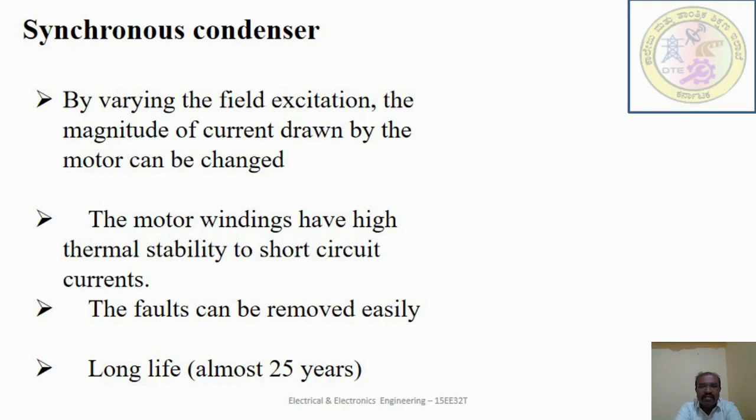Increasing the device field excitation results in furnishing reactive power to the system. The principal advantage is the ease with which the amount of correction of the power factor can be adjusted, and the kinetic energy stored in the rotor of the machine can help to stabilize a power system during rapid fluctuation of the load. By varying the field excitation, the magnitude of the current drawn by the motor can be changed.